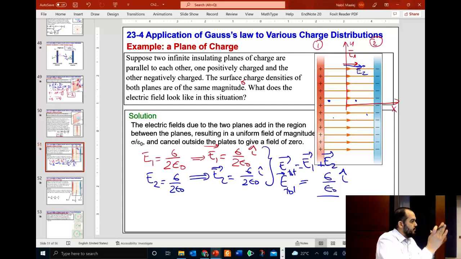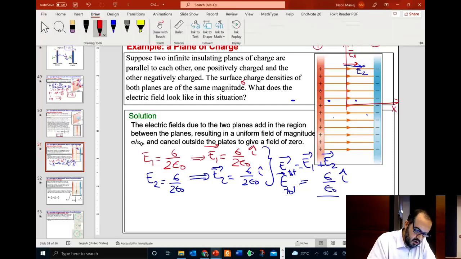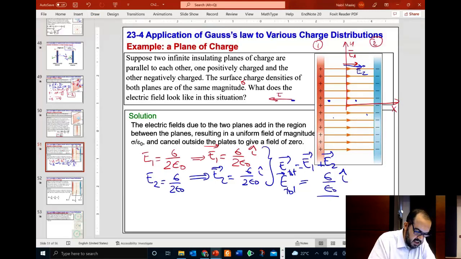Okay, now how about outside these two planes? So let's take a point here. Let's do the same thing. If I want to determine the electric field due to the positive charge, it's away from the positive charge, so this is E1. How about the negative charge? The negative charge is going to be E2. And notice what happens here. They cancel. The electric fields, they cancel. So to the right and to the left, same thing.